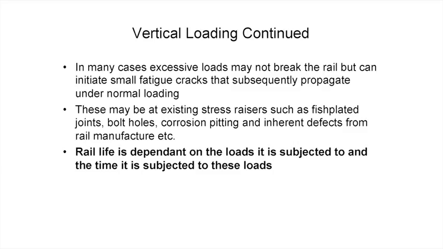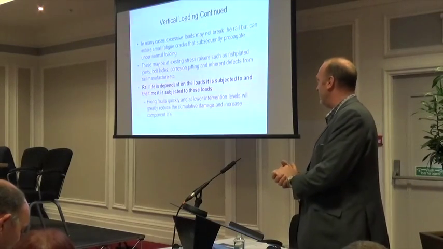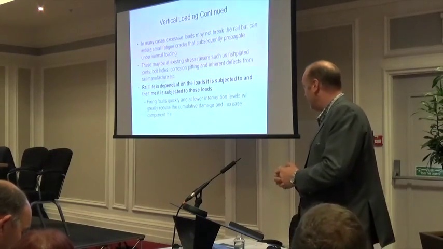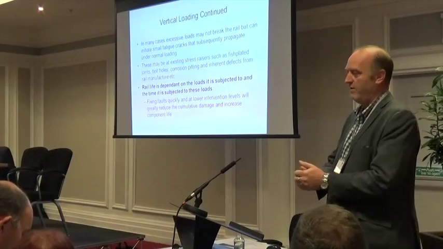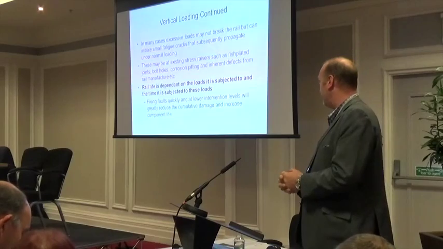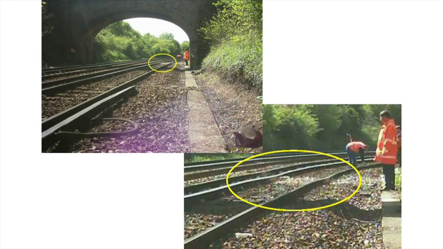The big one, the rail life's generally dependent on the load it's subjected to and how long it's subjected to these loads. Fairly simple, but it comes back to fixing some of these faults quickly, getting there at lower intervention levels. Don't get it to a safety limit, perhaps even a maintenance limit. That increases the time it's under higher dynamic forces, and certainly most of the problems with some of the rail and component life are very much driven there. So getting in quickly, fixing it, can often be a more effective fix, and the cumulative damage is decreased, increasing component life.